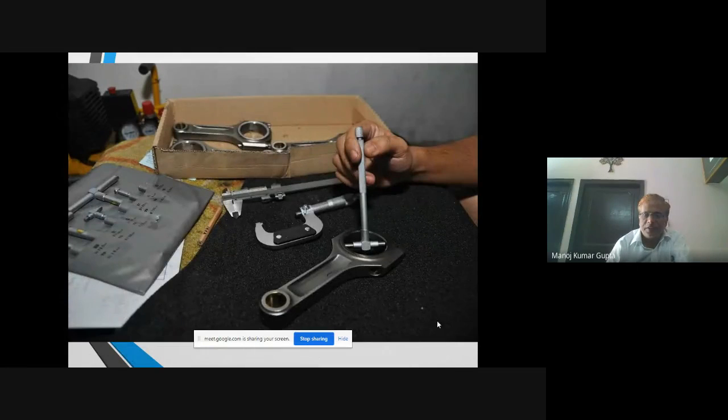Suppose this is the connecting rod. What is shown in this picture is the connecting rod. This connecting rod is used in IC engines, and this is the small end bearing and this is the big end bearing. Small end bearing inside dimension and big end bearing inside dimension we can take with the help of a telescopic gauge.